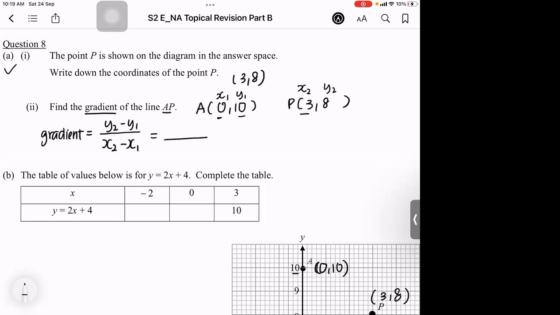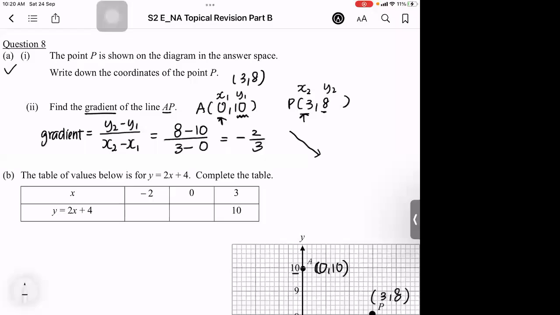Then we plug in the numbers. If let's say you want to put A to be your x2, y2, also can. No specific. Say A must become first, that doesn't matter, up to you. Okay, so in this case, I will take y2, which is the number 8, minus y1, which is the number 10, divided by x2, which is 3, minus x1, which is 0. Then we key this into your calculator, negative 2 over 3, I think. Then this will be your gradient. Okay, so when the gradient is a negative number, it means it's sloping downwards.